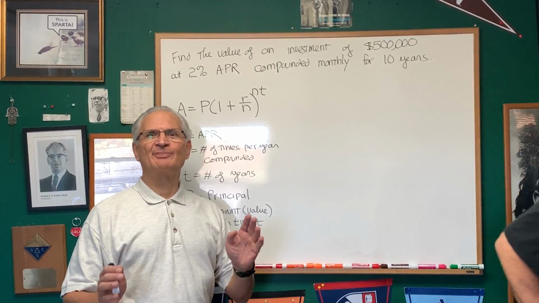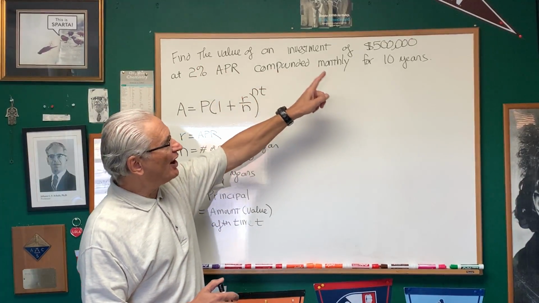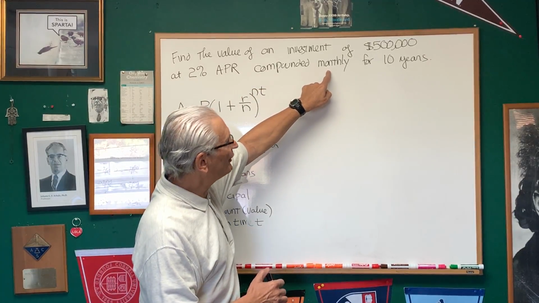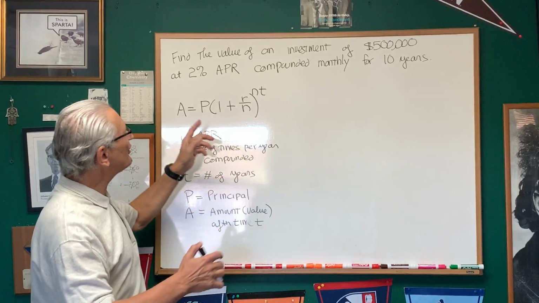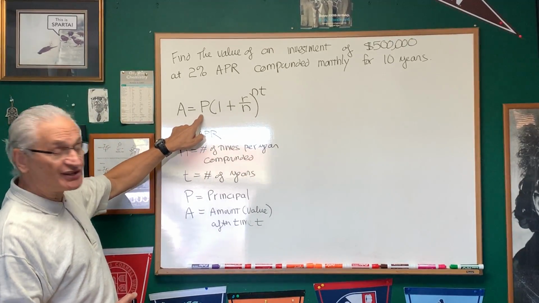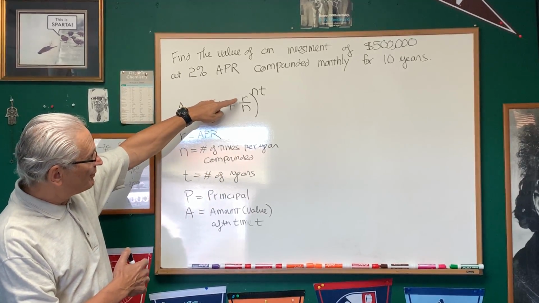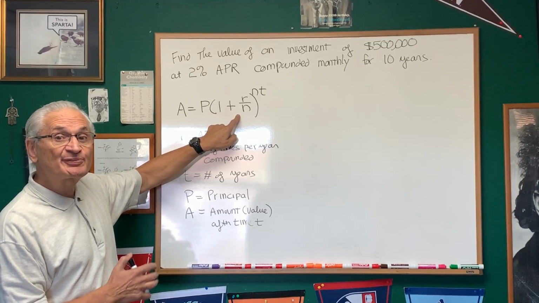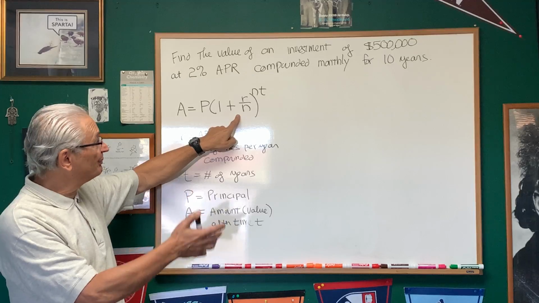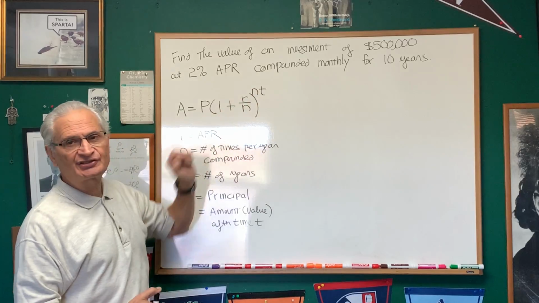Okay, good. This is a problem with compound interest. Let's read the problem. Find the value of an investment of $500,000 at 2% annual percentage rate, compounded monthly for 10 years. Well, let's look at the formula for compound interest. This is the formula, where P is the principal, R is the interest rate, the annual percentage rate, N is the number of times per year that the interest is going to be applied, and T is the number of years. A is the value after time T.